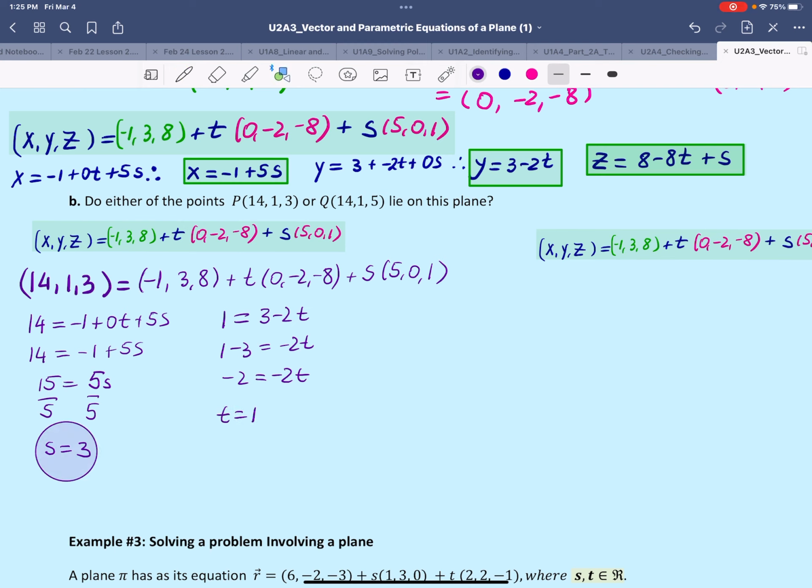With an s value of 3 and t of 1, we're going to visit the parameter z and see if it is happy with these two values of the scalars. So 8 minus 8 times 1 plus 3, that would be 3, and z equals the z value of 3. The z coordinate is happy as well. So therefore, we're going to say that the point P lies on the plane.